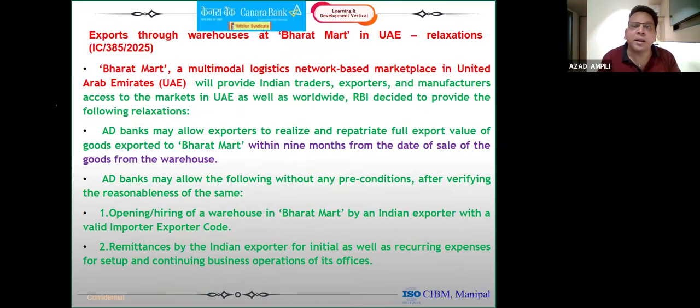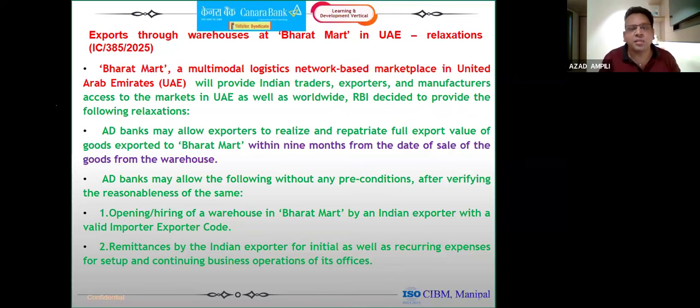Exports through warehouses at Bharat Mart in UAE. Now, Bharat Mart is there in UAE. So, what is Bharat Mart like? Bharat Mart is a multi-modal logistics network-based marketplace in UAE. It will provide Indian traders, exporters, and manufacturers access to the markets in UAE and other worldwide markets. So we are getting access for them.